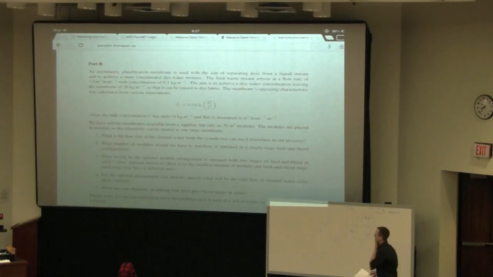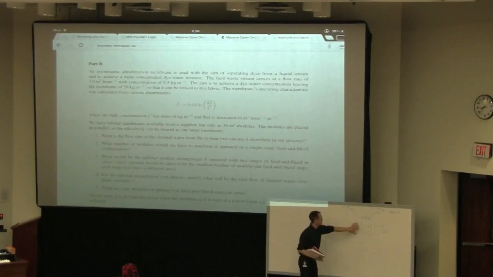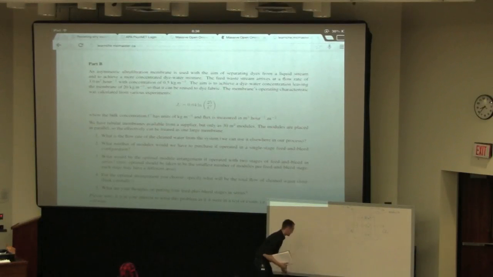So let's take a look then at this question. It says, if we're considering the system, what is the flow rate of clean water we would get from the system? And then the second part of the question is, how many modules would we require to purchase for a single feed and bleed configuration? So that's referring to the number of internal units we require. So we calculate the overall area, and then we find the closest number of units to meet that.